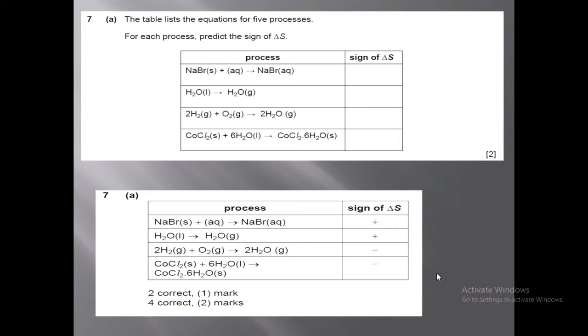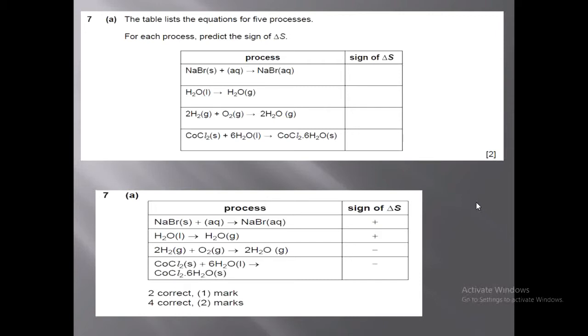Here in this video, we will be going through question number 7 of the Mock 2 examination, Paper 4. In question number 7, the examiner says that the table lists the equation for the 5 processes. For each process, predict the sign of delta S. Here, delta S represents the entropy change.